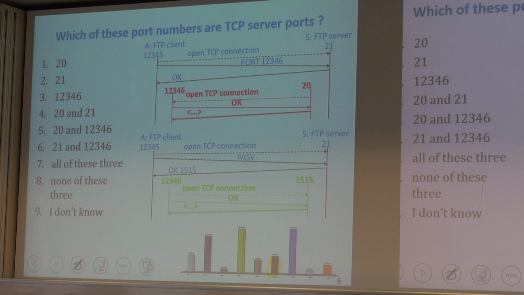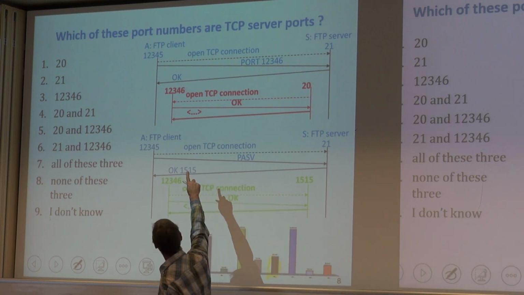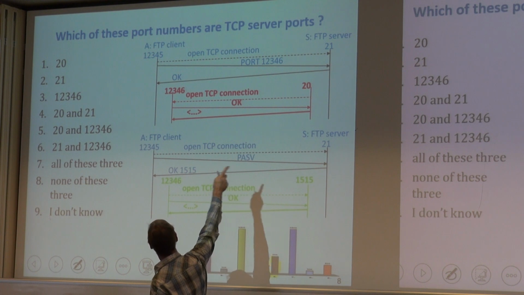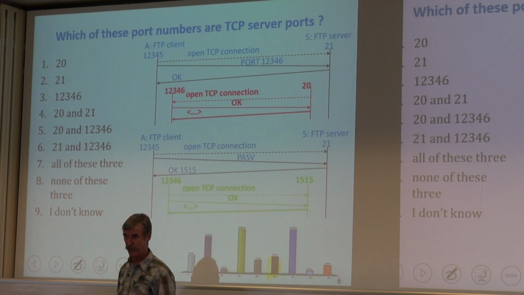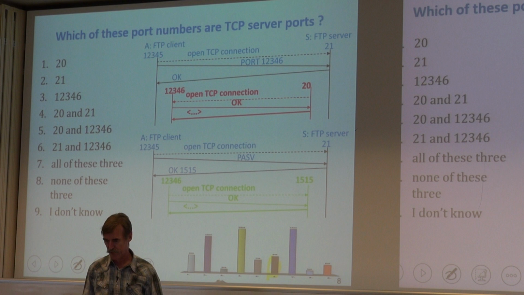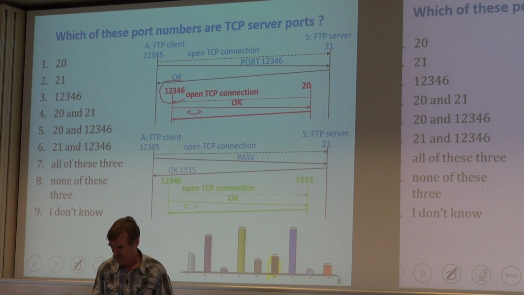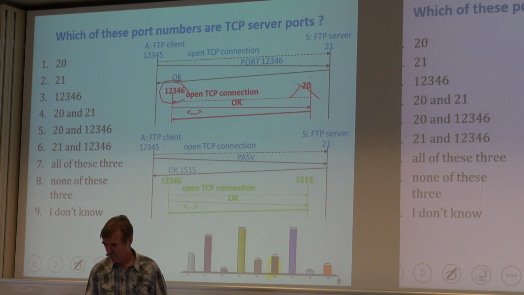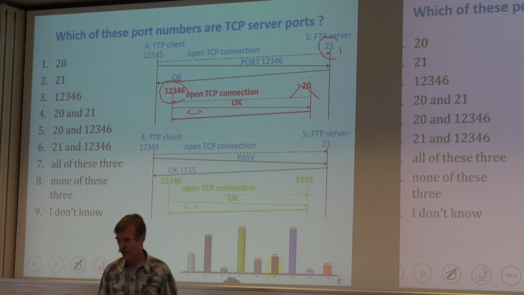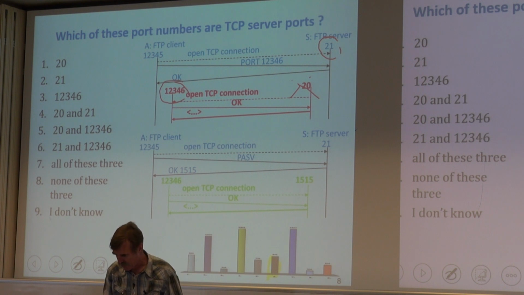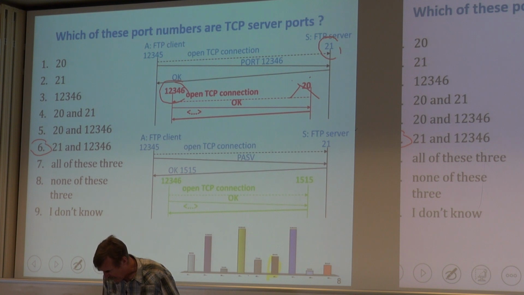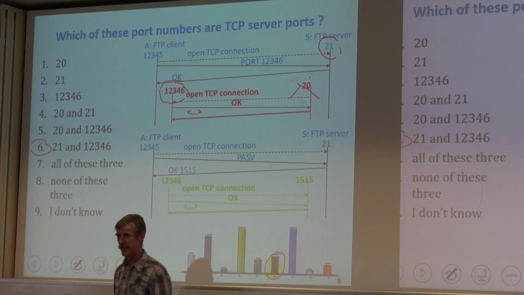Now, of course, the same port is used twice. I admit it's a bit mean. But if I look at the top, the red 12346 versus 20, the server port is the 12346, the TCP server port. This one. This one is not a server port. And 21 is a server port. It's waiting for somebody to connect. So the correct answer is number 6, with a very small minority here.